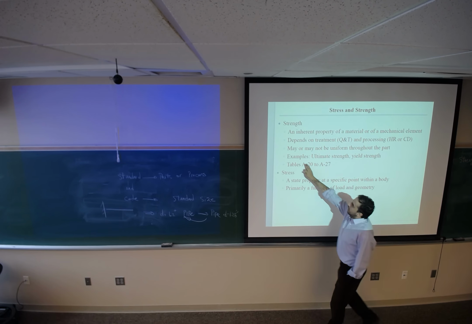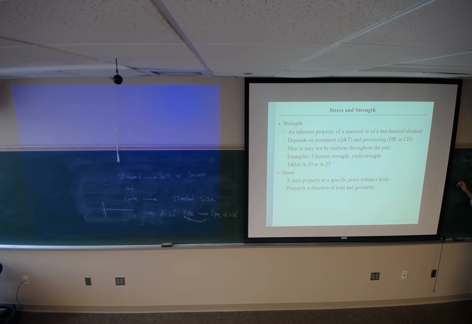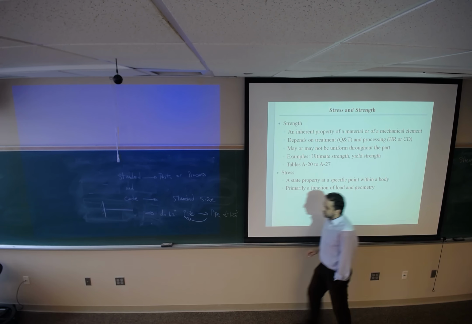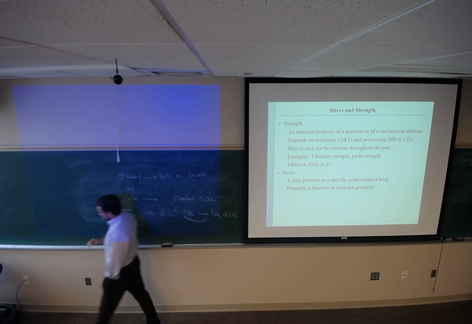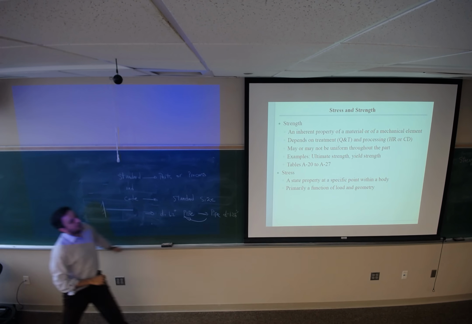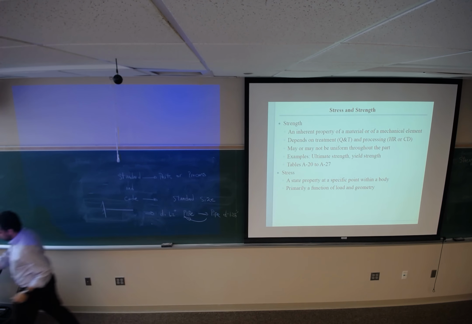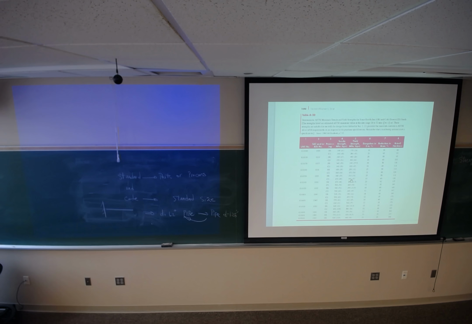And the examples for the strength, if you remember, are the ultimate strength and the yield strength. These are the things that we use to represent the strength of the material. Tables 820 to 827 are going to show us the different strengths of the different materials.